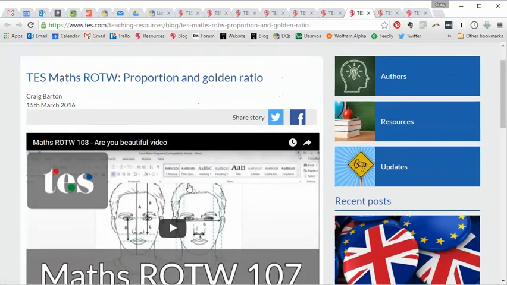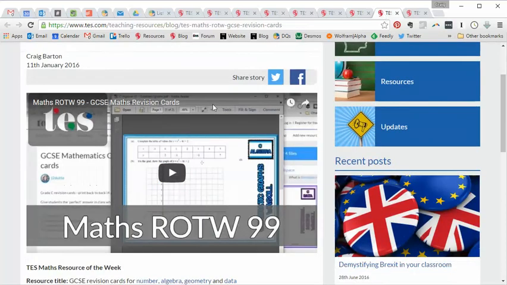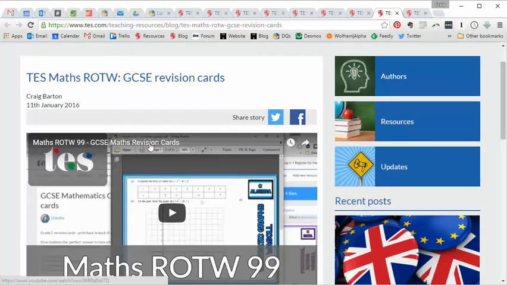We've had this one, Are You Beautiful? Looking at proportion and golden ratio. Now before you start saying I've seen hundreds of those resources and lessons on the golden ratio, I promise you this is one of the best you'll have ever seen. I absolutely adore this resource. Fantastic stuff. And we've found resources that'll help your students prepare for GCSE. These GCSE revision cards were phenomenal. My year 11s absolutely lapped those ones up. They were fantastic, led to some really focused, engaged revision lessons.